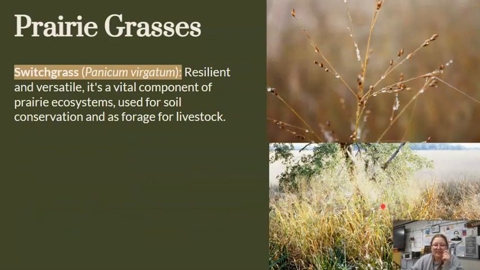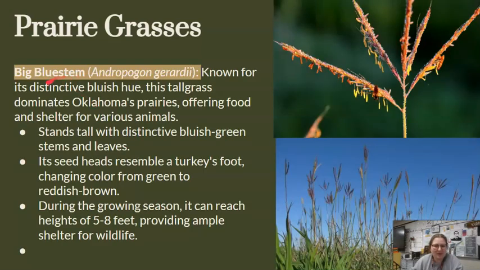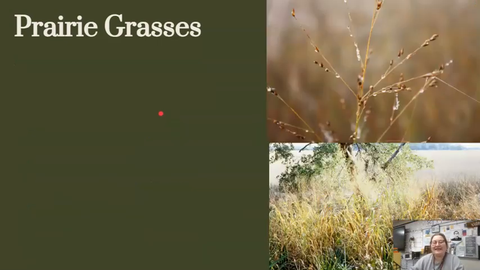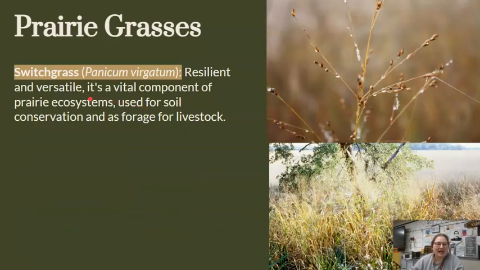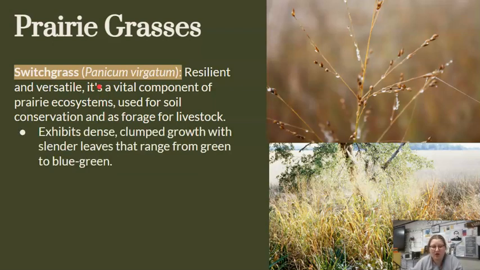All right, our next and last prairie grass we're going to talk about is switchgrass. So switchgrass, I didn't read the scientific name for big bluestem is Andropogon gerardii. When it has that 2 i's, it's like an EE. For switchgrass, it's Panicum virgatum, and it's resilient and versatile. It's a vital component of prairie ecosystems, and it's used for soil conservation and as forage for livestock.